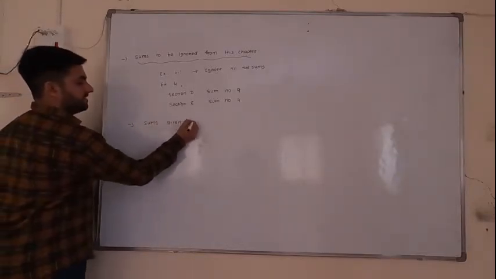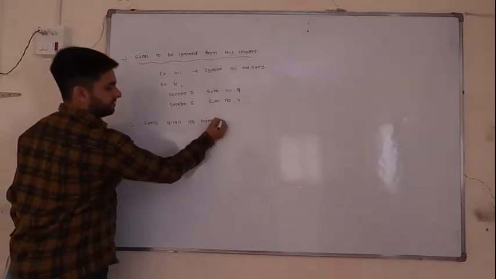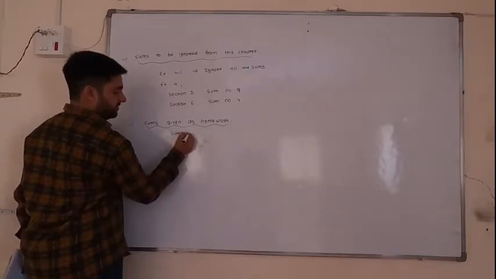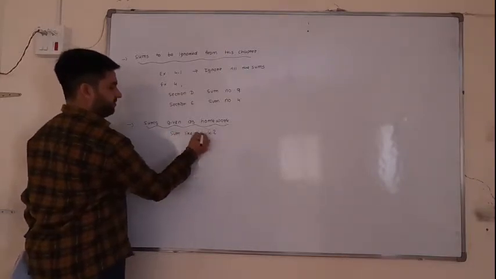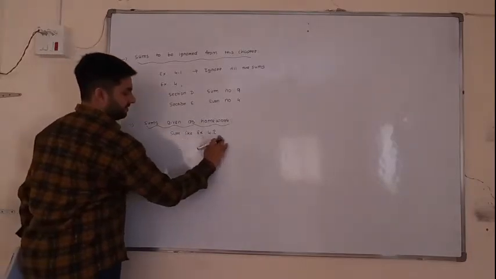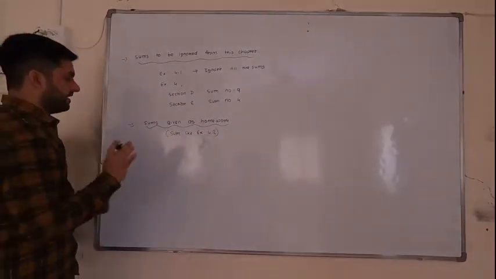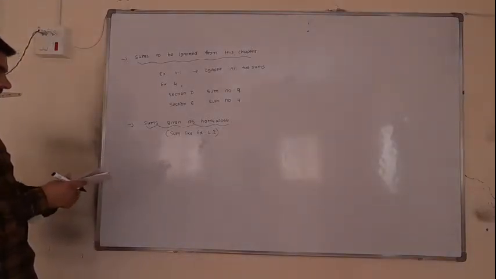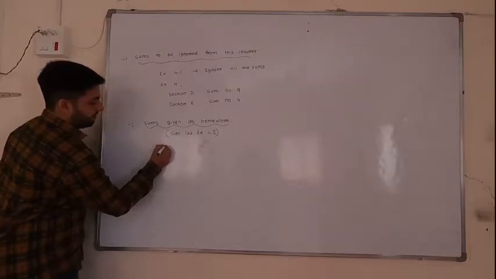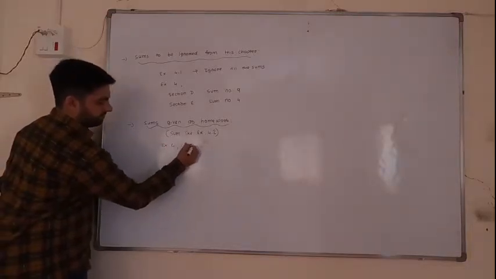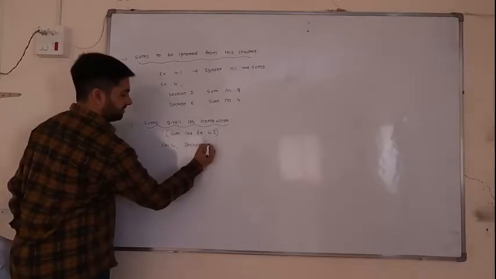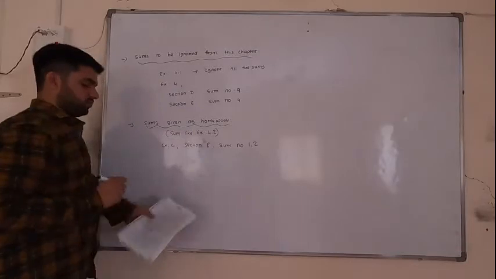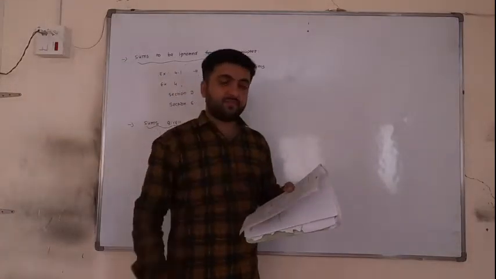Sums given as homework. They are sums like exercise 4.2. And which are your homework? Exercise 4, section E, sum number 1, 2. See, I am reading the first sum of section E.